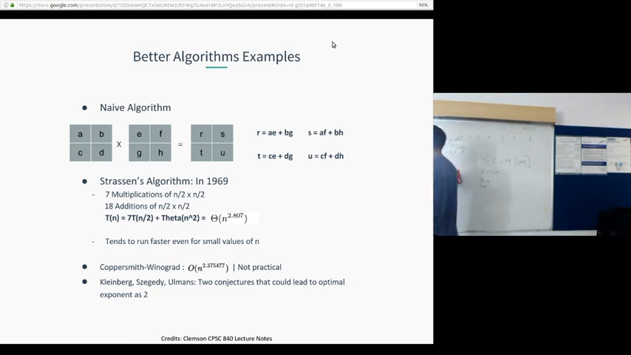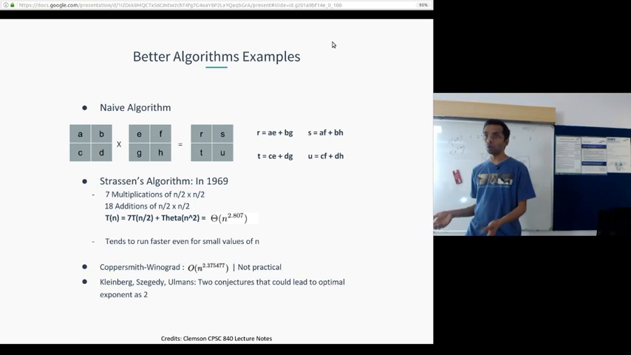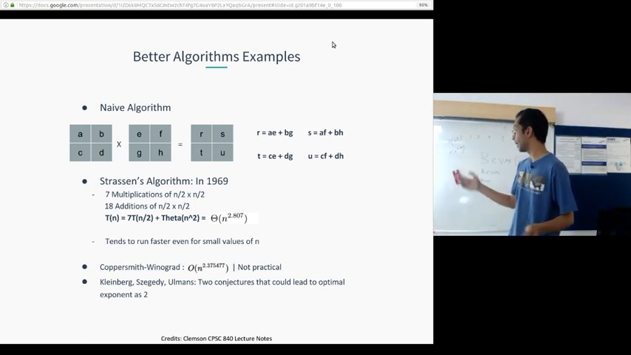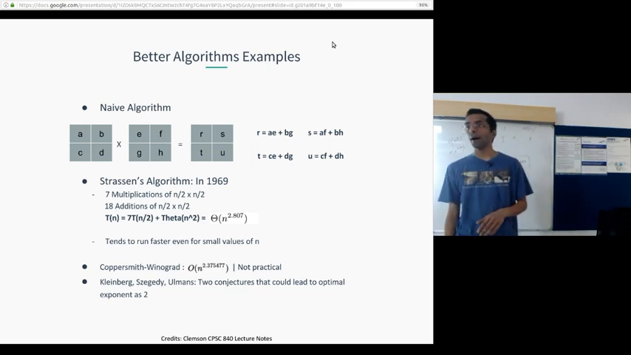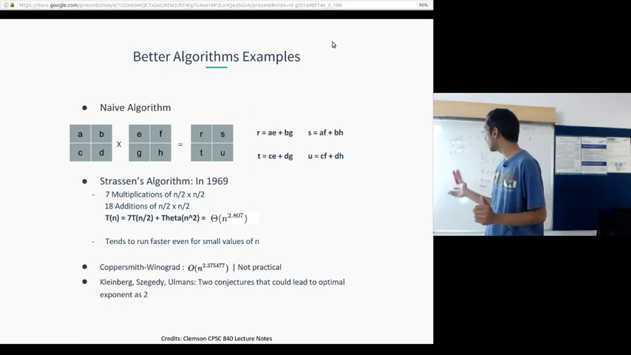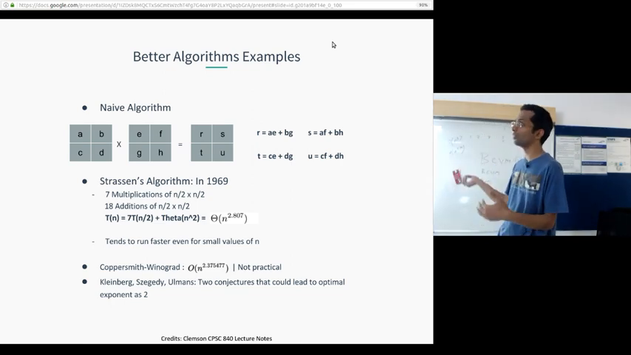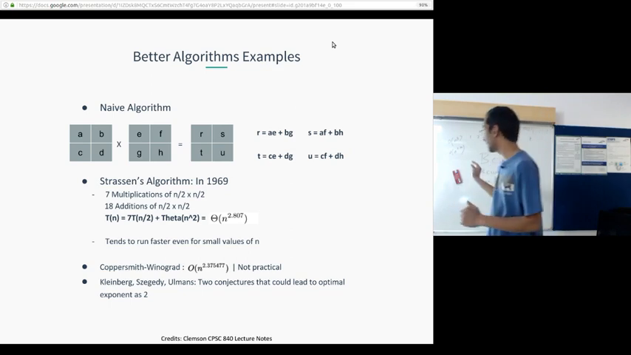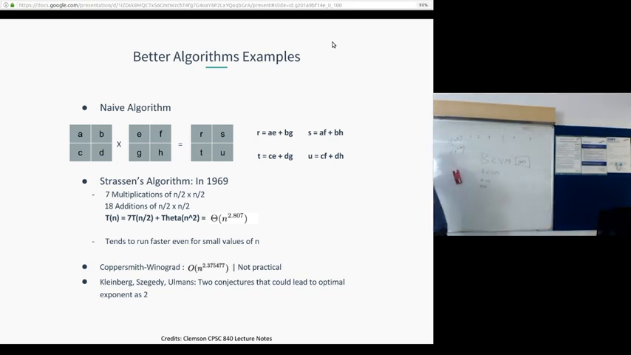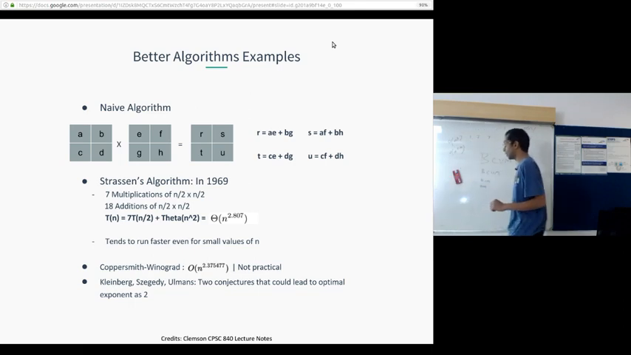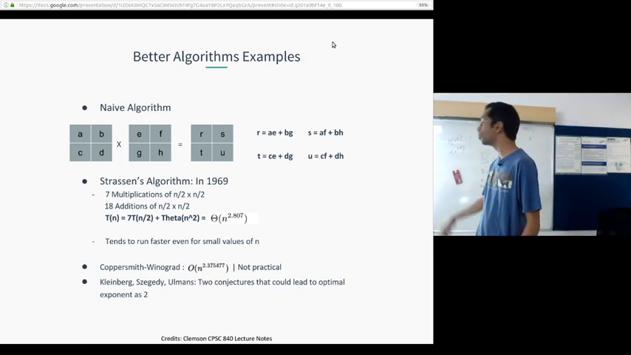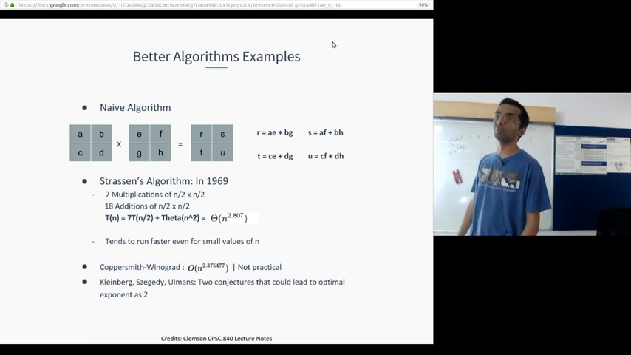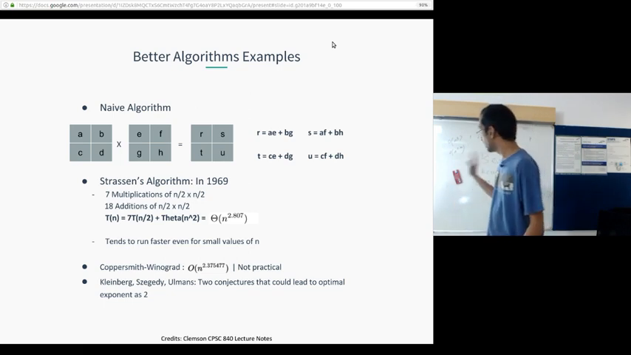So next, the current bound on matrix multiplication is this algorithm by Coppersmith and Winograd, the one I was saying, 2.37, right? And that unfortunately is not very practical. Also, recently there was a paper where they gave 2 conjectures which could lead to the optimal algorithm, the n square algorithm. Okay. With that, I'll keep moving.